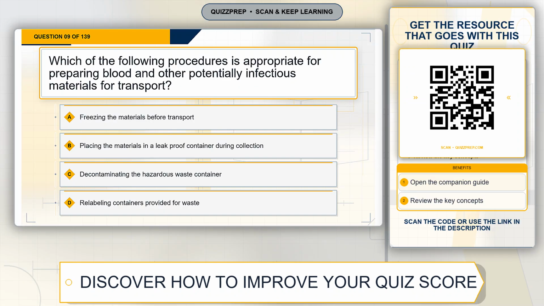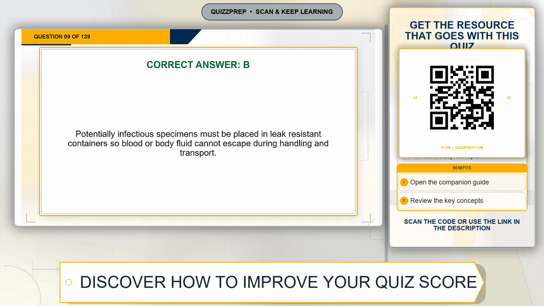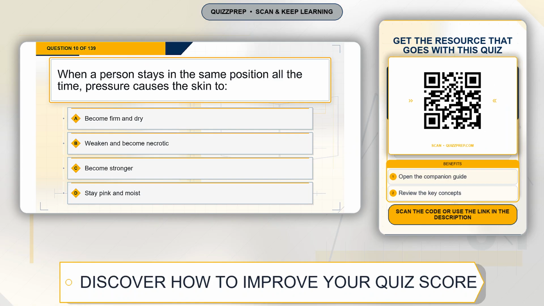Question 9. Which of the following procedures is appropriate for preparing blood and other potentially infectious materials for transport? Option A, freezing the materials before transport. Option B, placing the materials in a leak-proof container during collection. Option C, decontaminating the hazardous waste container. Option D, relabeling containers provided for waste. The correct answer is option B, placing the materials in a leak-proof container during collection. Explanation. Potentially infectious specimens must be placed in leak-resistant containers so blood or body fluid cannot escape during handling and transport.